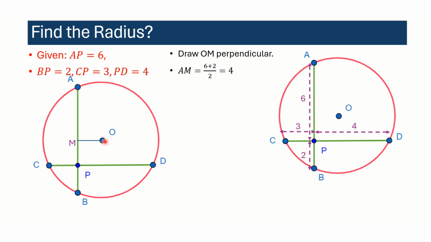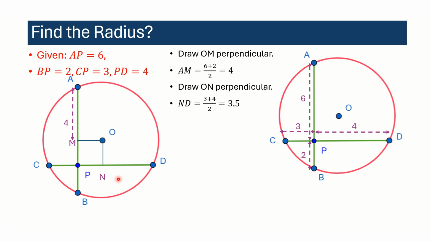Now similarly you can draw another perpendicular from O to CD. So we can draw a perpendicular from O on chord CD and let's call this ON. So this is another perpendicular. Once again, this will be the midpoint. This means this length will be half of the total length. What is the total length? This is 3 units and this is 4 units. So the total length is 7 units. So 7 divided by 2, that is 3.5. So this length is 3.5 units.